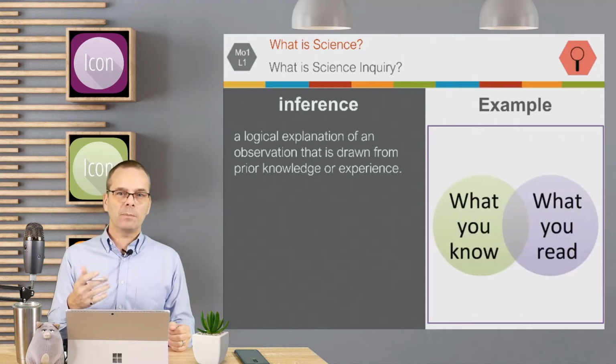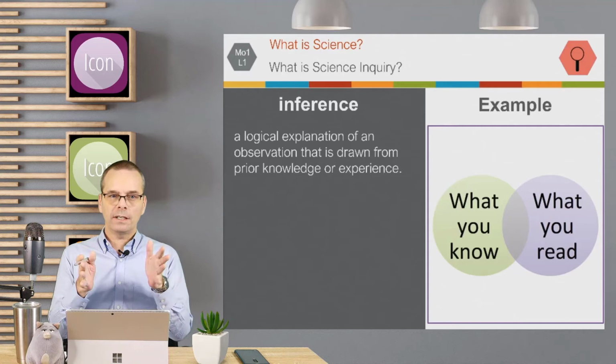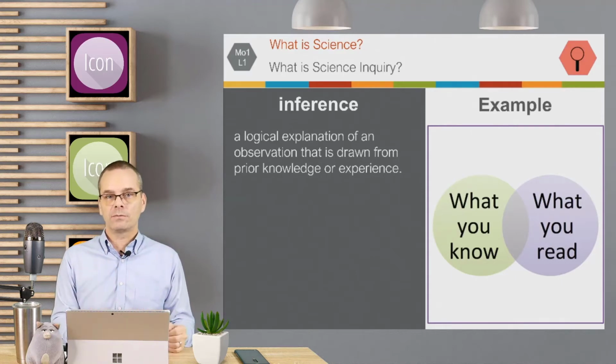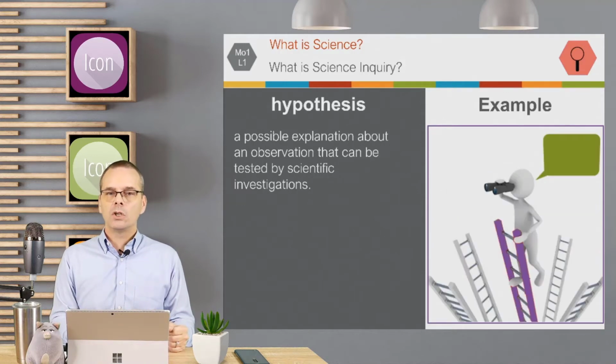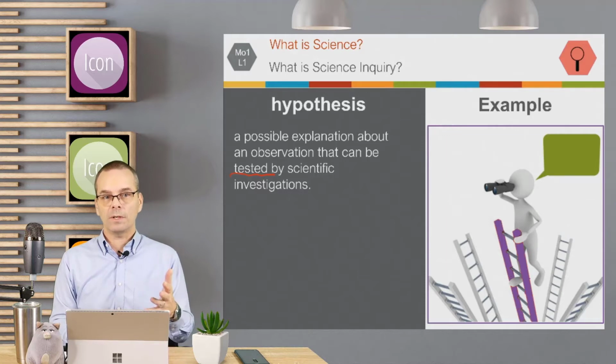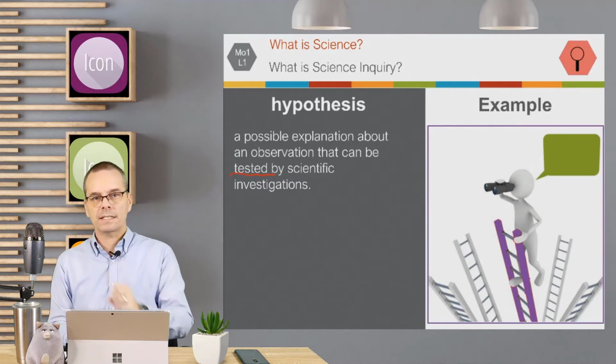You also, in an experiment, make inference. Inference would be a logical explanation of what you're observing, and it's drawing from your prior knowledge and your own experience to make that logical explanation. You also have hypothesis. Hypothesis is a possible explanation about an observation that can be tested by scientific investigations or experiments. So you're going to write the hypothesis and then you're going to test the hypothesis.